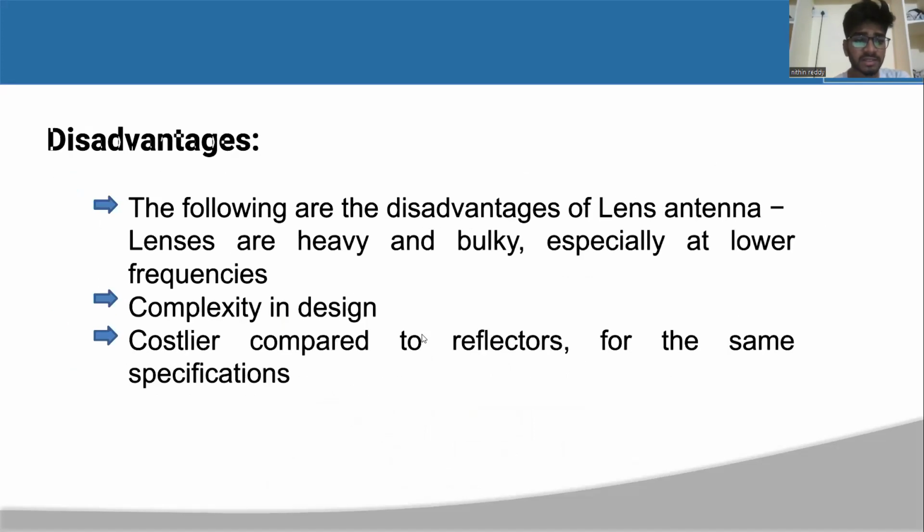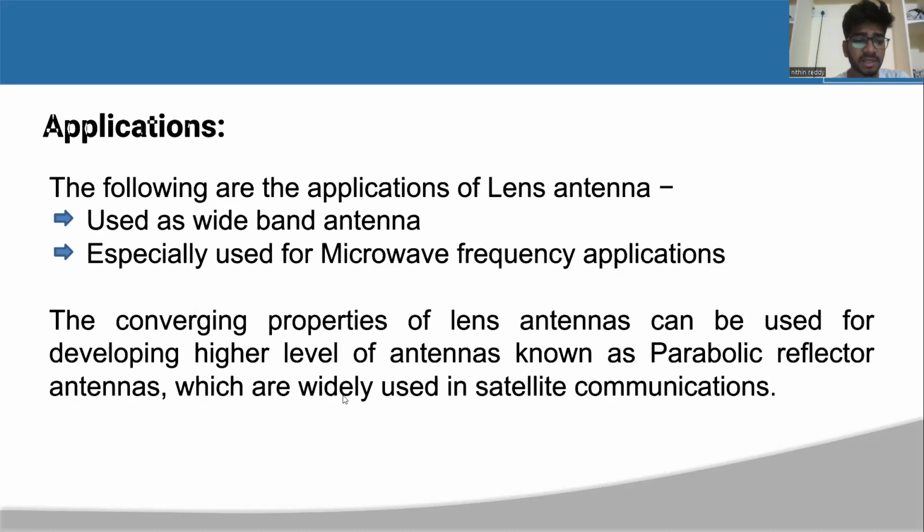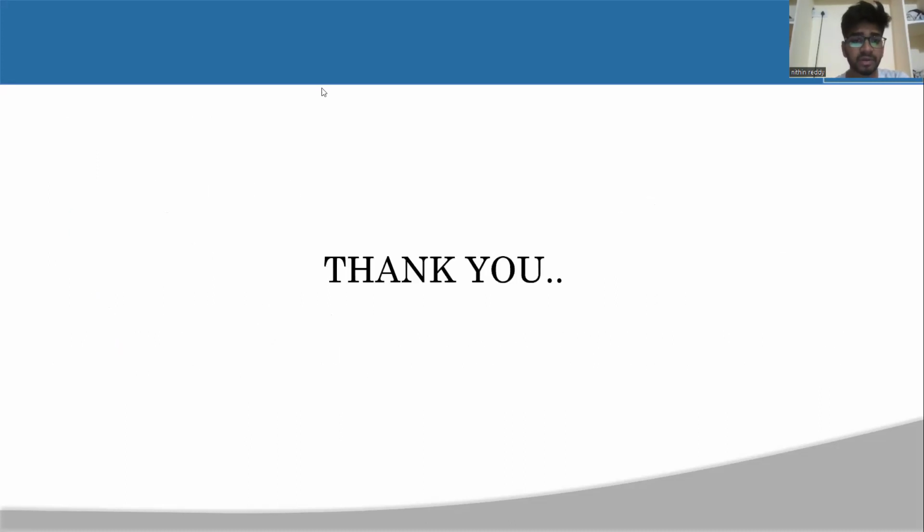And the disadvantages are that lenses are heavy and bulky, especially at lower frequencies, and the design is complex and costlier compared to reflectors for the same specifications. Its applications: it is used as a wideband antenna and especially used for microwave frequency applications. The converging properties of lens antennas can be used for developing higher-level antennas known as parabolic reflector antennas, which are widely used in satellite communication.